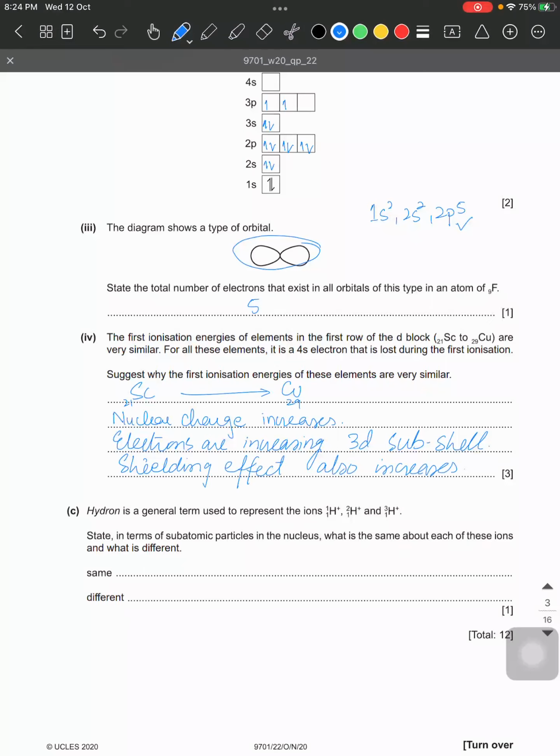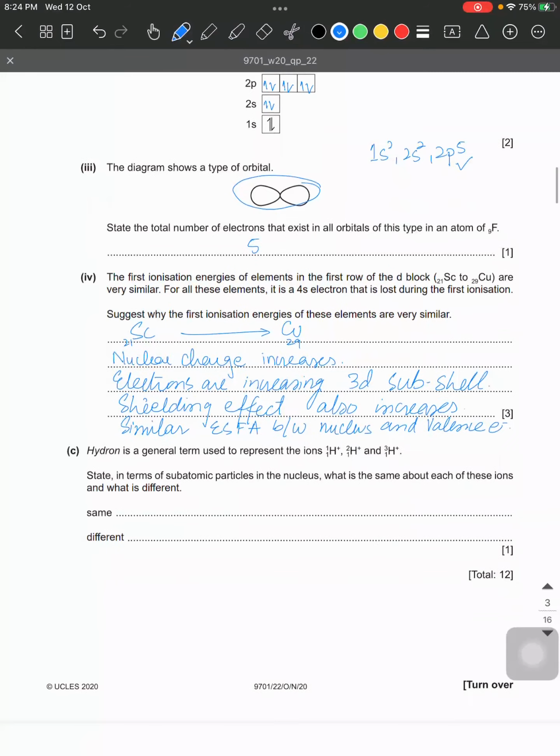So there is actually similar force of attraction between valence electron and nuclear charge. So you can say that almost similar electrostatic force of attraction between nucleus and valence electrons. That is why it is almost similar, right?